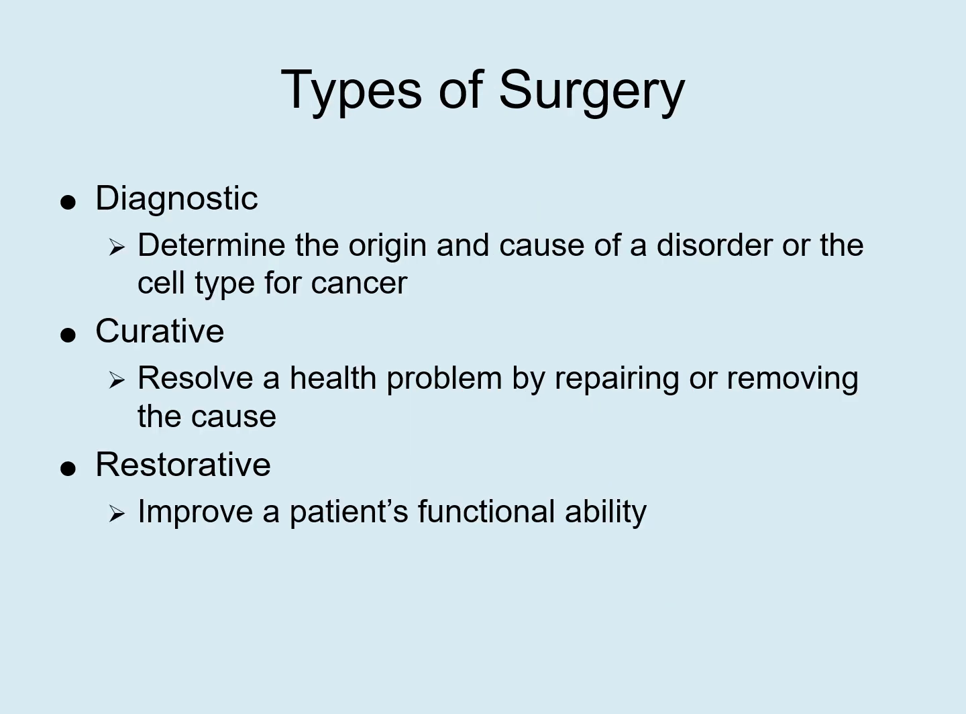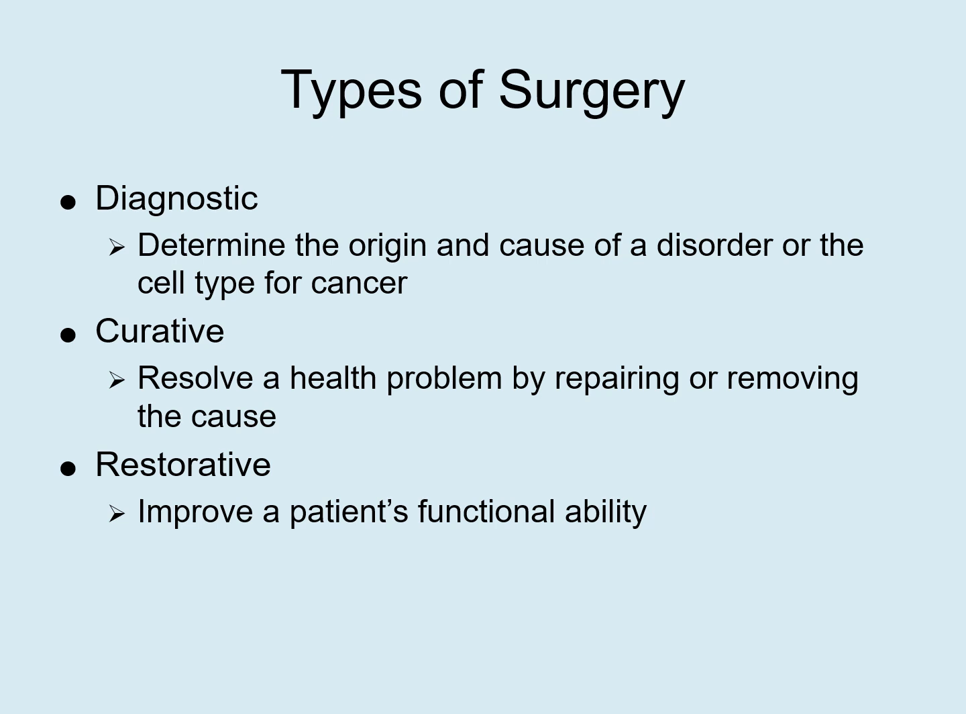So there are different types of surgery. If you look at the first one, we're looking at diagnostic, and it says it there. It's to determine the origin and cause of the disorder or cell type for cancer. Examples of diagnostic surgeries are breast biopsies, exploratory laparotomies, and arthroscopies. Those are different ones where we're taking tissues and trying to figure out what's going on.